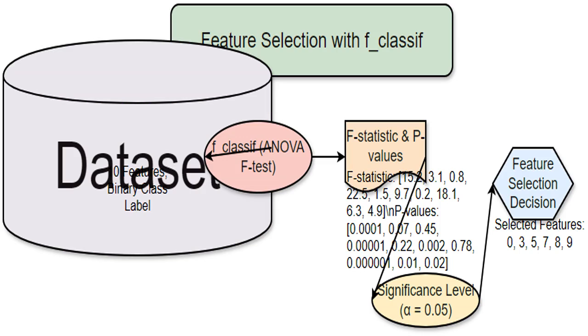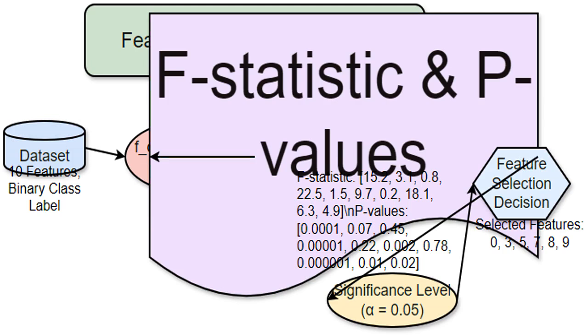I have a dataset, perfect for testing my feature selection skills. It has 10 features and a binary class label, meaning each data point belongs to one of two groups. These are the results from applying an ANOVA F-test, which measures how well each feature separates the two groups in my dataset. A higher value suggests better separation.